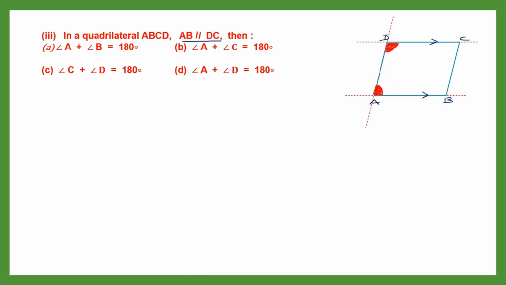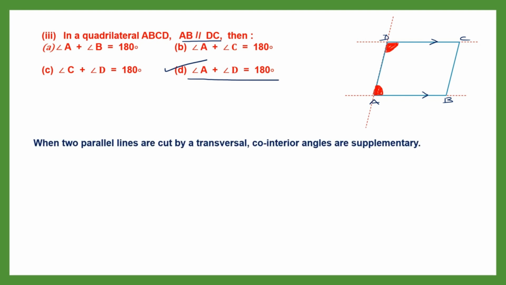So which is our answer here? Our answer is option D. Angle A plus angle D is equal to 180 and the reason is co-interior angles are supplementary when two parallel lines are cut by a transversal. So here we have a reason: when two parallel lines are cut by a transversal, the co-interior angles are supplementary. So angle A and angle D are co-interior angles. They are both co-interior angles. So they will be supplementary. You can also call them interior allied angles. So co-interior angles or interior allied angles, they are supplementary. So they will add up to 180 degrees.